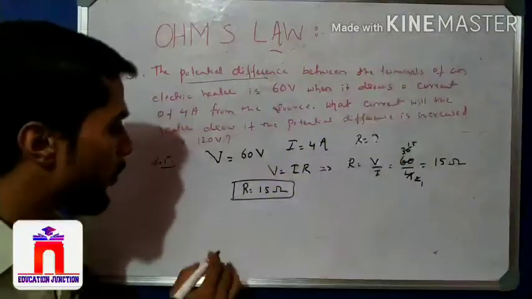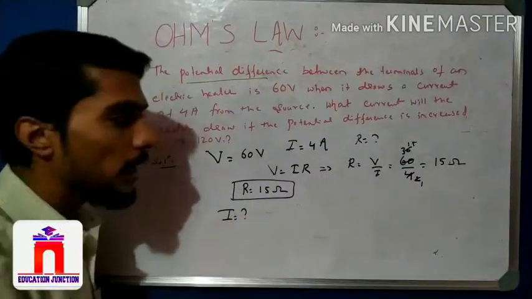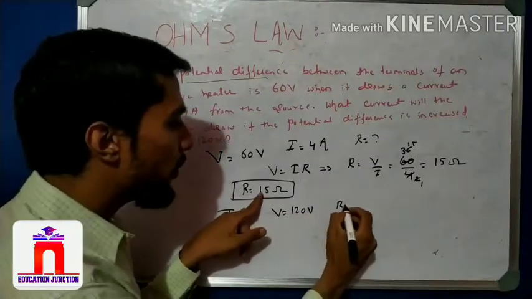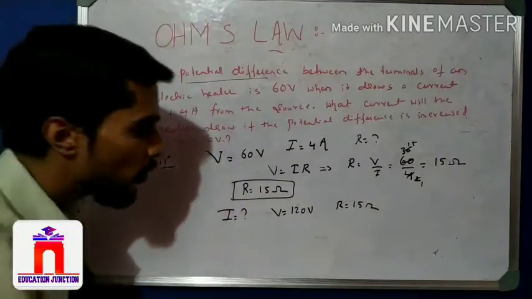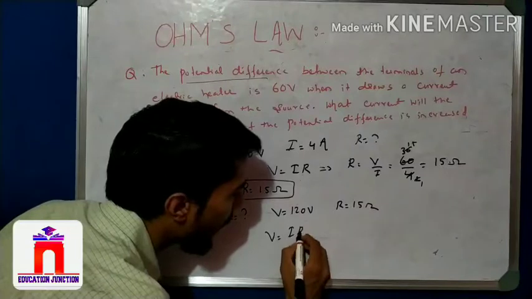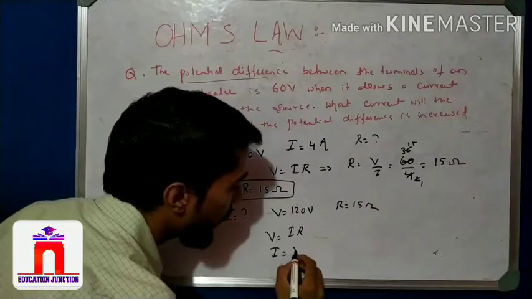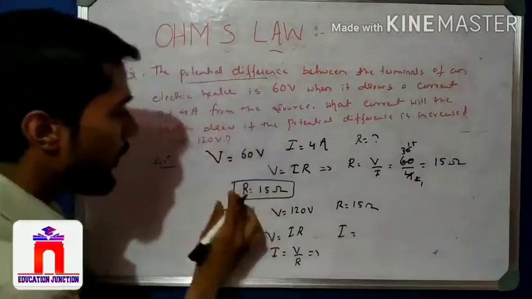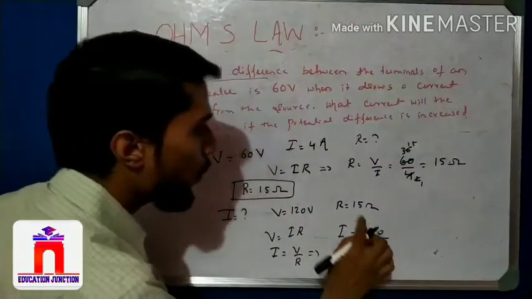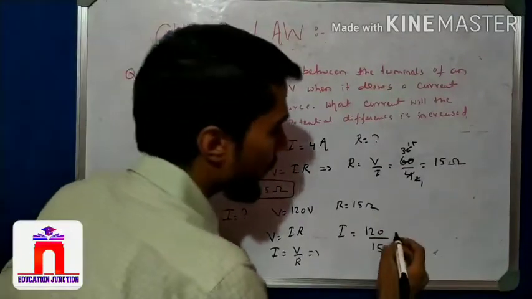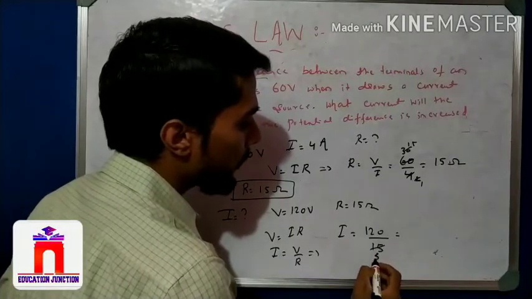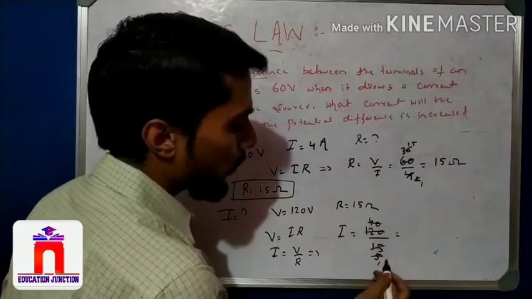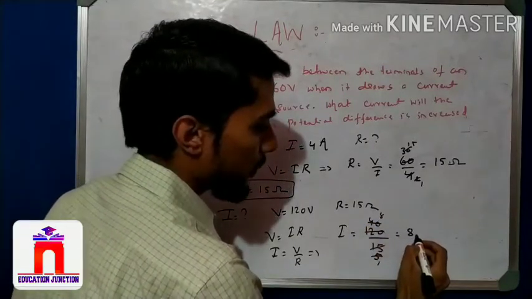Now again, what is the question? What current will be drawn? Question mark, current. When the potential difference is how much? 120 volt. And the resistance we calculated is 15 ohm. So calculate the current here. V is equal to IR, so I is equal to V by R. Here V is 120 now, and R is 15. So what do we get? 120 divided by 15 is 8 ampere.